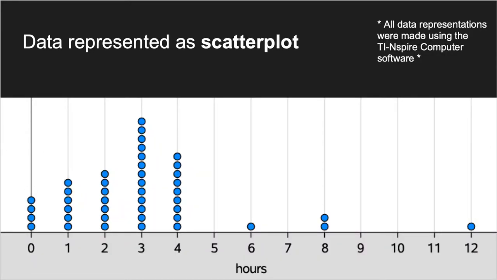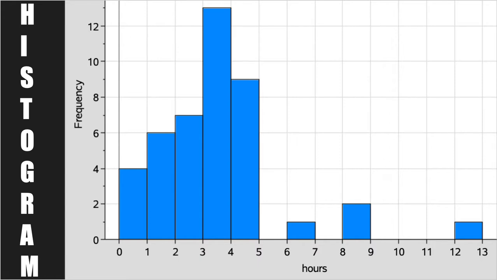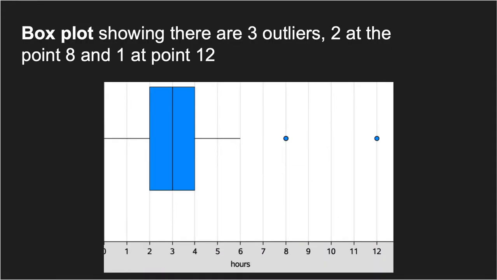We have several representations of our data here, and they're all made with the TI Nspire computer software. The first one here is our scatter plot, which shows that the data is pretty condensed between 0 and 4 with a couple numbers that are further out. The histogram shows pretty much the same thing as the scatter plot. We then have our box plot, which shows that there are 3 outliers. There are 2 at 0.8 and 1 at 0.12.